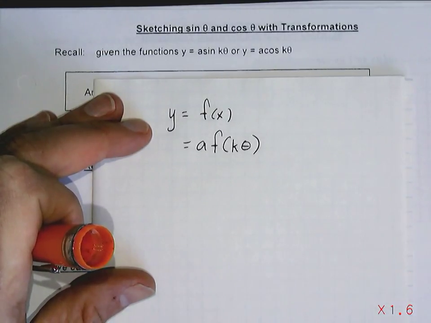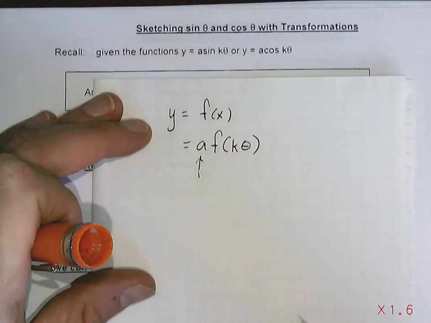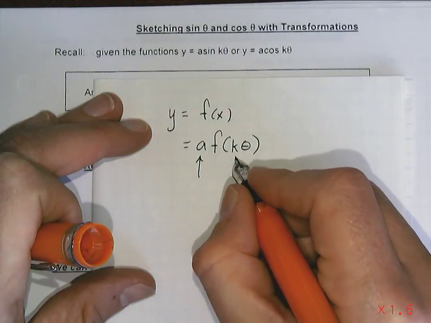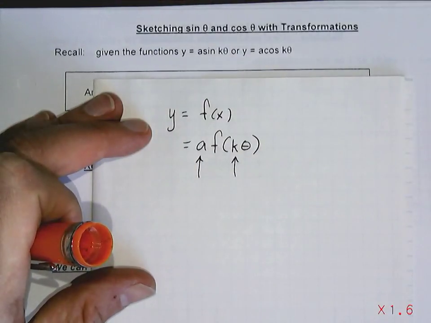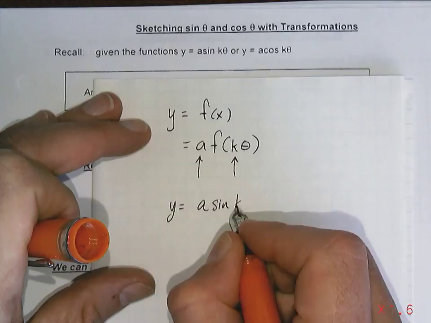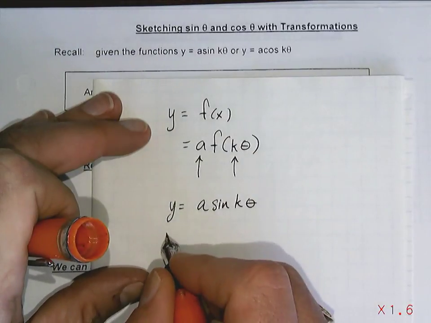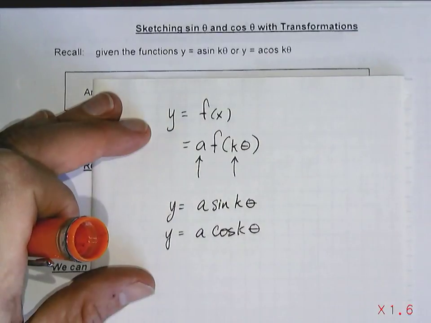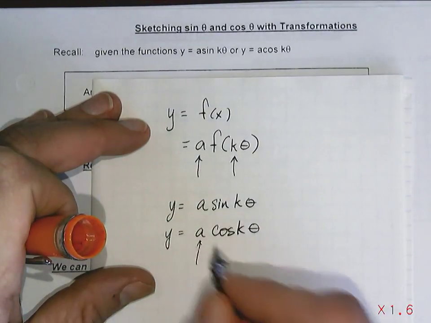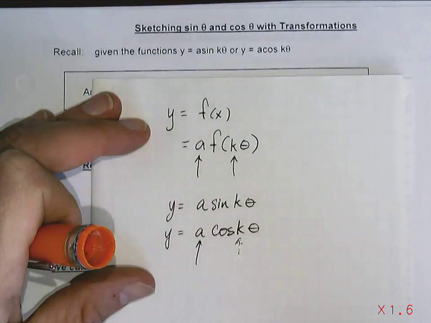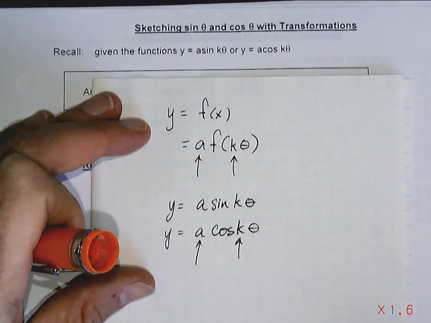It's okay. But we know that this is outside the function, so it's vertical. Vertical stretch or vertical compression. We know that this is inside the function, so it's horizontal. Horizontal stretch or horizontal compression. So now it's going to look like a sine k theta, or a cosine k theta. And once again, this is going to give us changes in our amplitude, and this is going to give us changes in our wavelength or period.